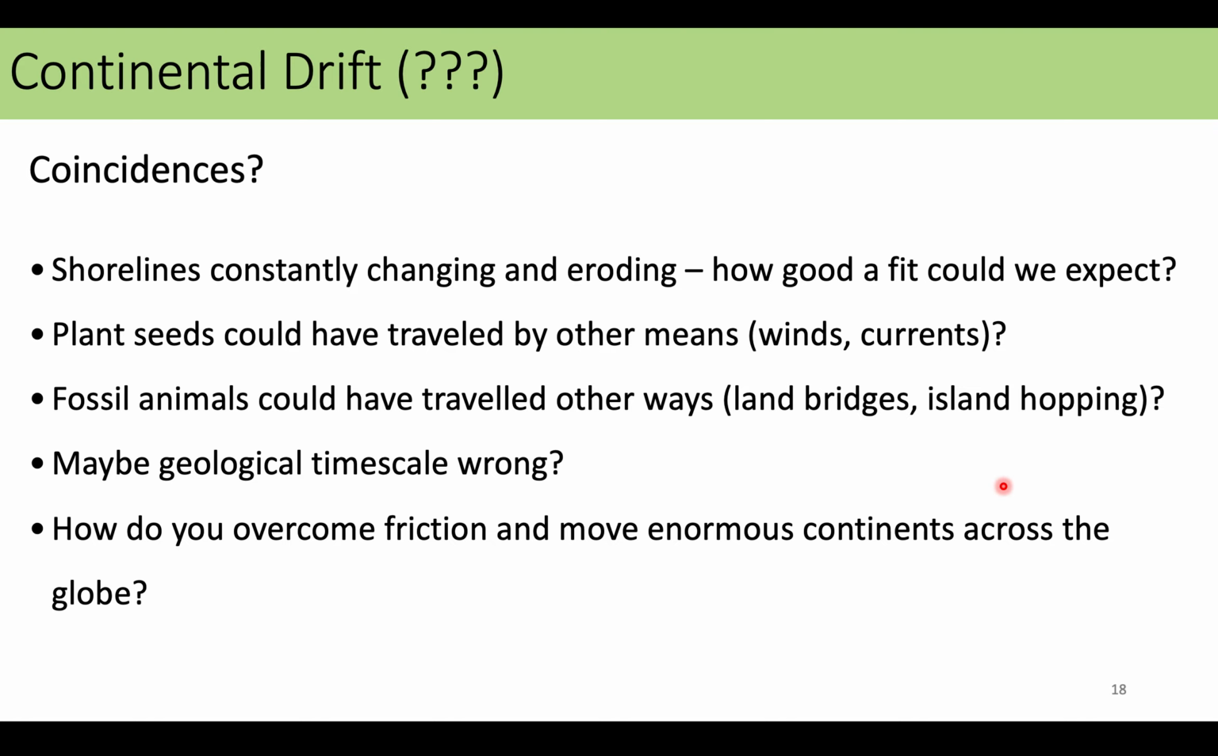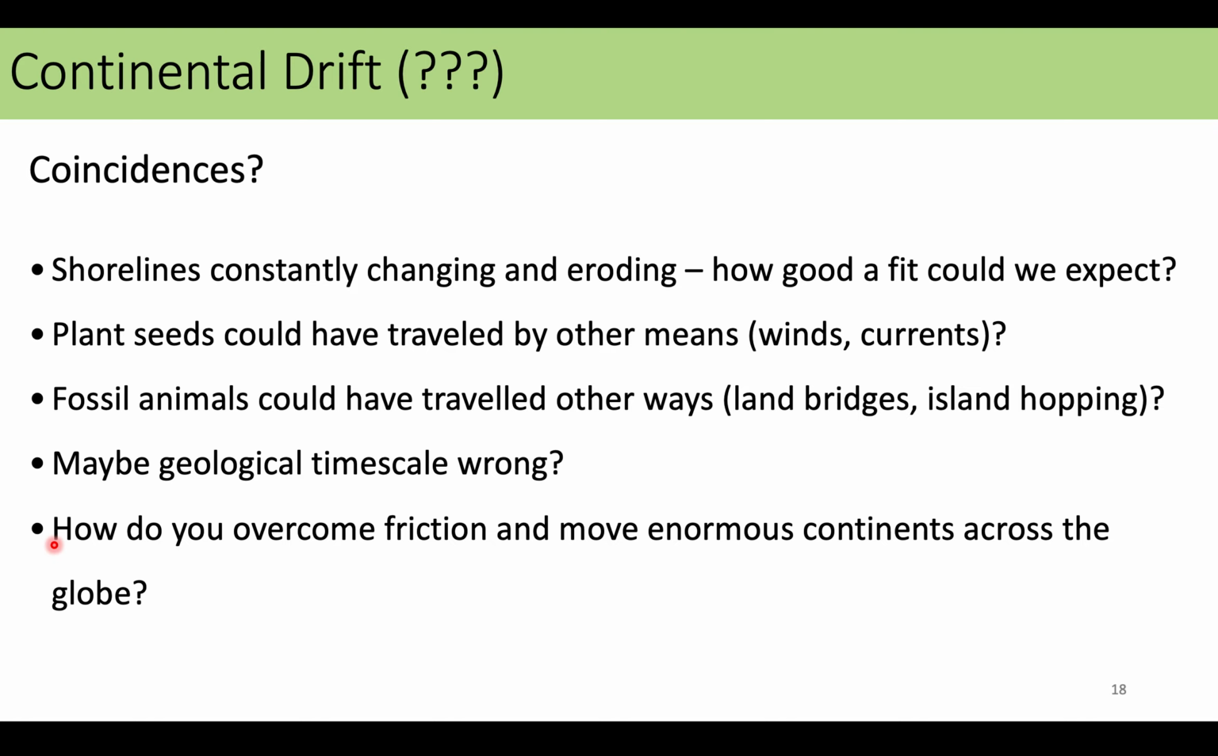And then the main pushback against his idea is, how do you move continents? How can you possibly move continents across the surface of the globe? There's so much friction. These are continents on Earth. They don't move. That was the understanding. There was no way that people could understand how these continents could possibly be moving across the surface of the Earth. And the problem for Alfred Wegener is he did not have an answer for that.